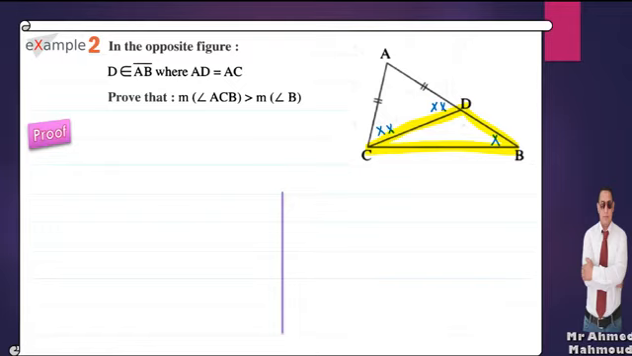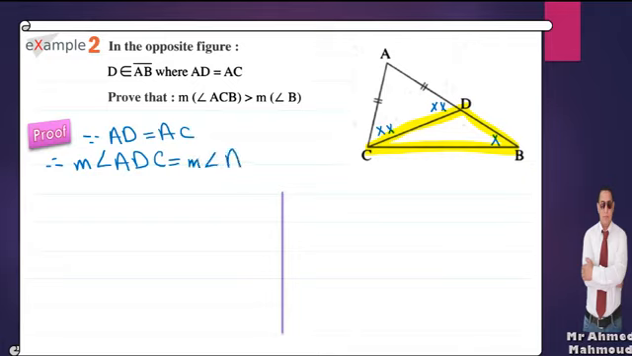Since AD equal to AC, therefore measure of angle ADC equal to measure of angle ACD. Okay, and this is number one.